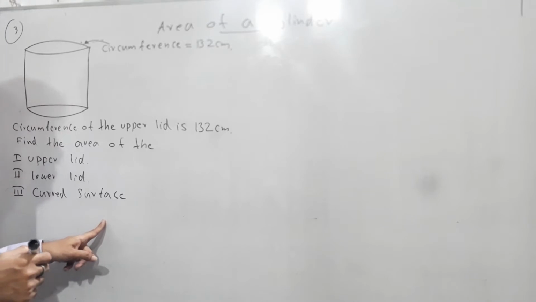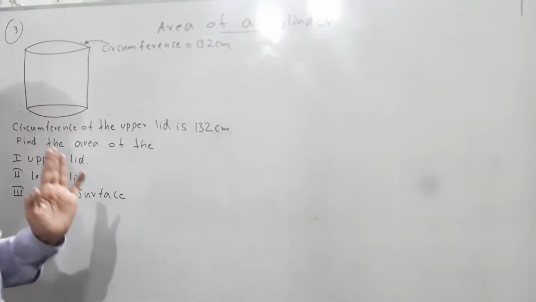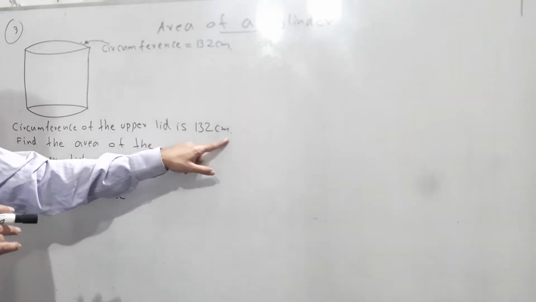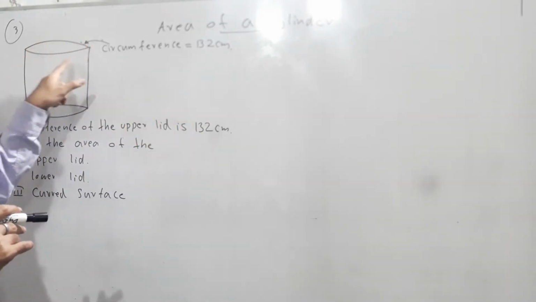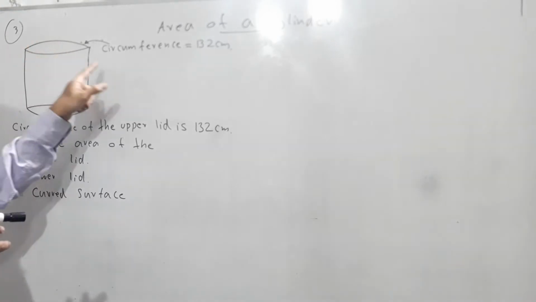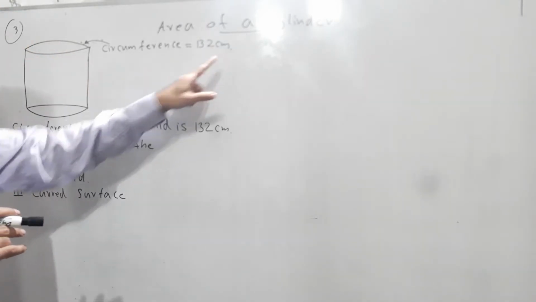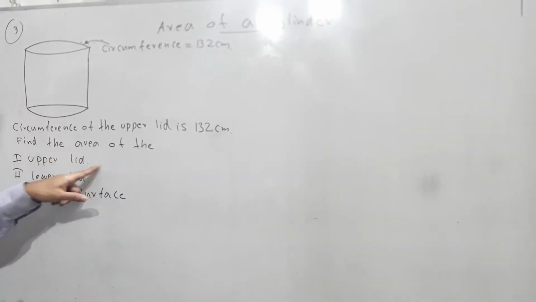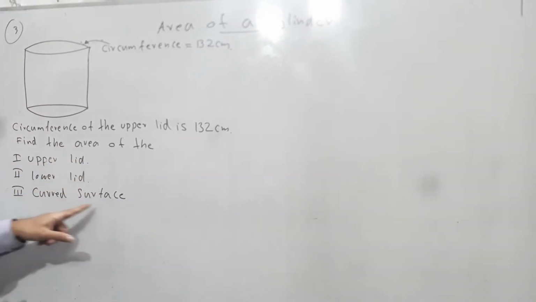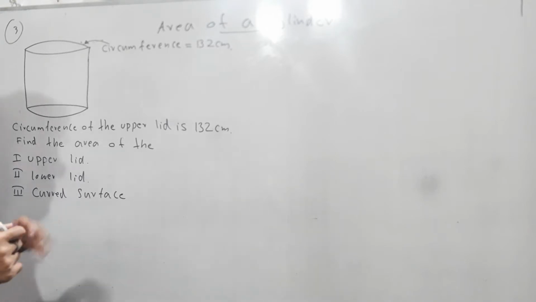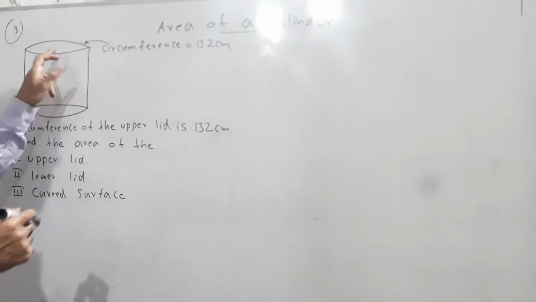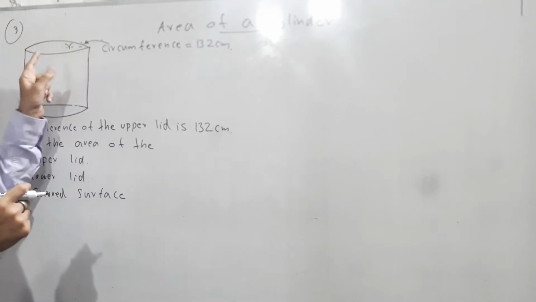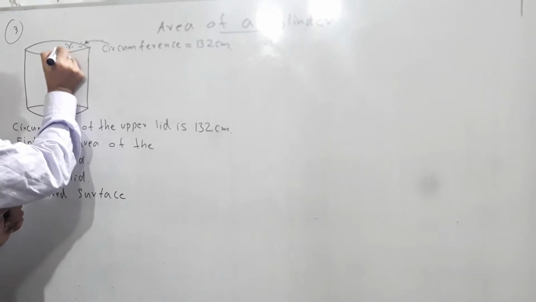Okay. So here now you can understand the question. Question is what? Circumference of the upper lid is 132 centimeter. This is the cylinder. They ask find the area of the upper lid, lower lid, curved surface. So first of all we find the radius of this upper lid. Say that it is r. So we have to find the value of r.